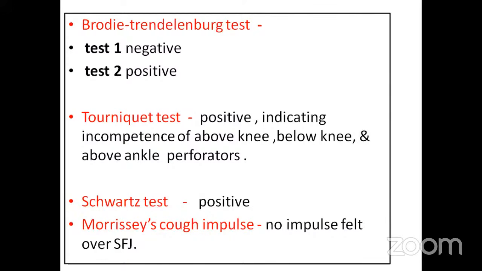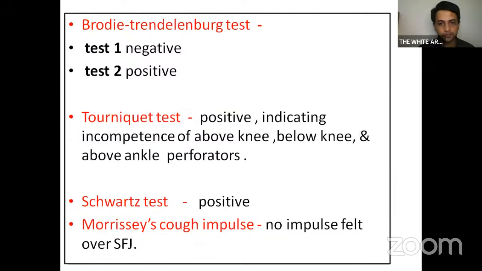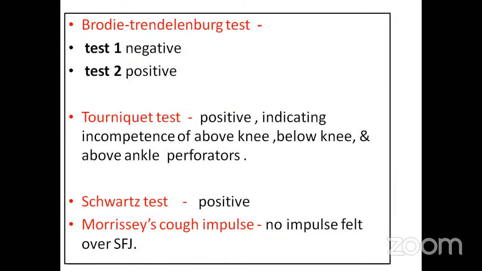Next, Morris's cough impulse. Morris's cough impulse is also for saphenofemoral junction incompetence, sir. We first empty the vein, and then ask the patient to cough forcefully, and we check the saphenofemoral junction for any pulsation, expansile pulsation.